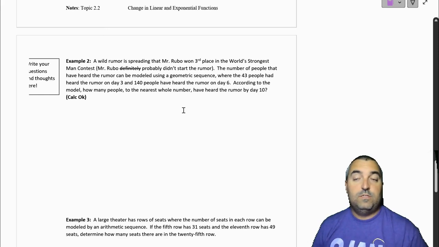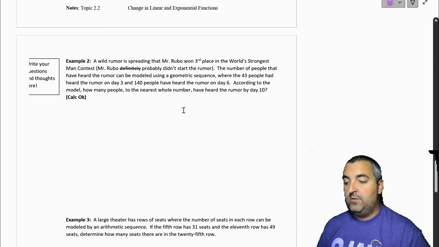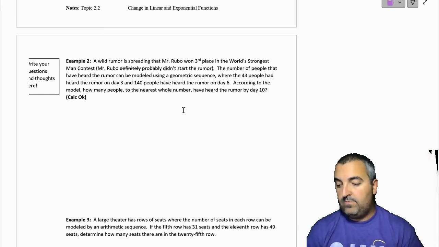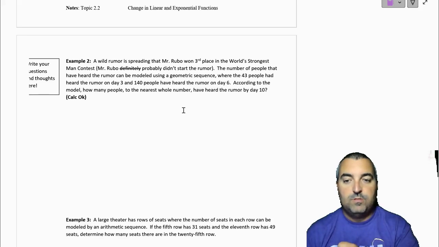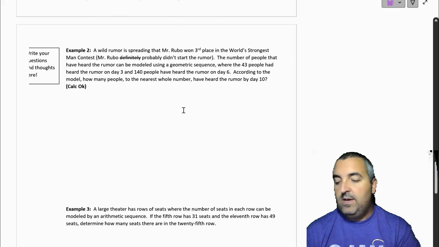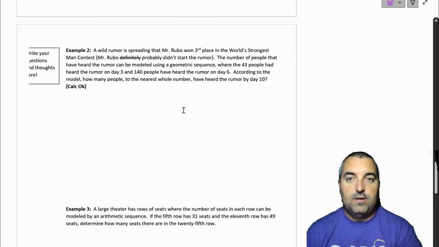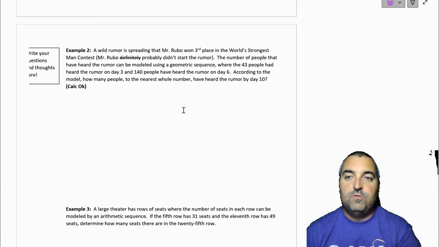Today we are still in 2.2. We are now going to do some word problems. So we got a couple examples here. We're going to work through them, and then that'll be it for the video. So we're going to do example 2 and 3.